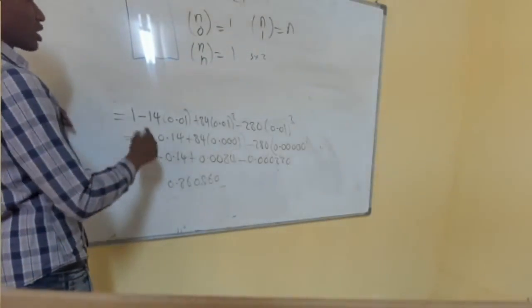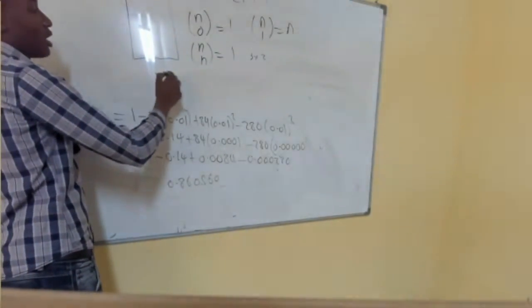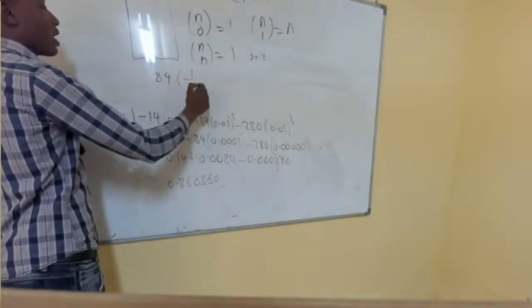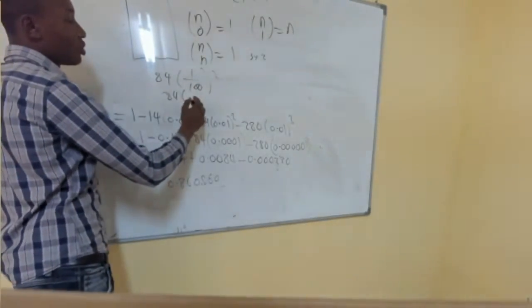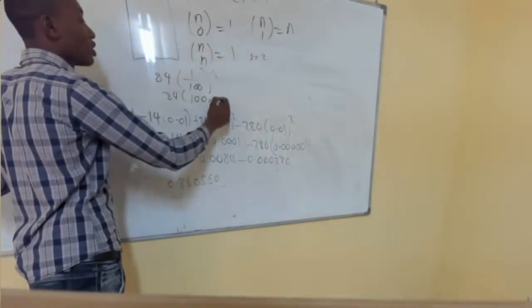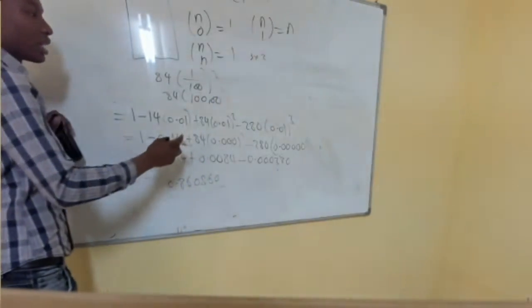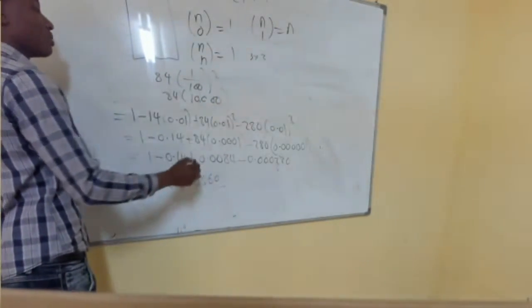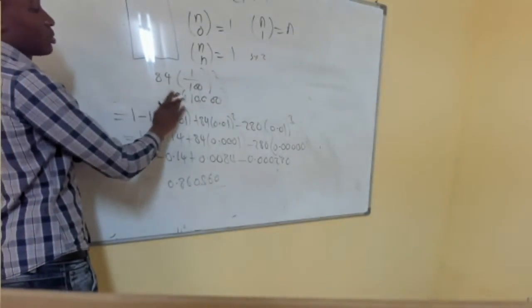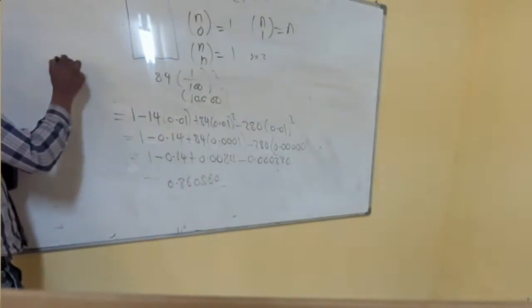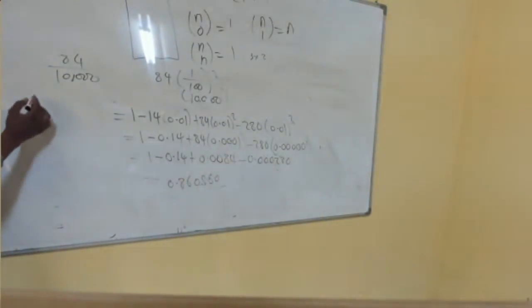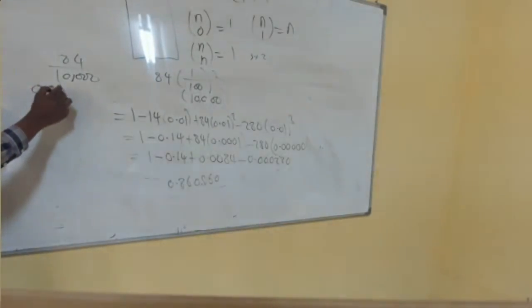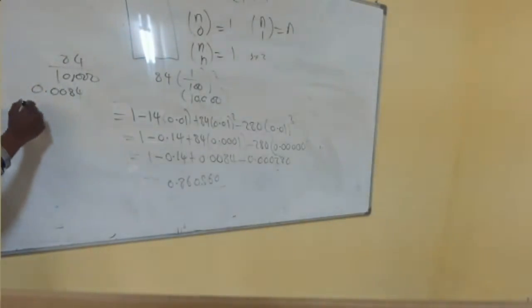Let's assume you're using a fraction. 84 times 1 over 100 to the power 2. So this is 84. 100 to the power 2 is 10,000. So it's like you're now saying 84 over 10,000, right? So 84 over 10,000 is going to be 0.0084. Okay, so this is what you are going to have.